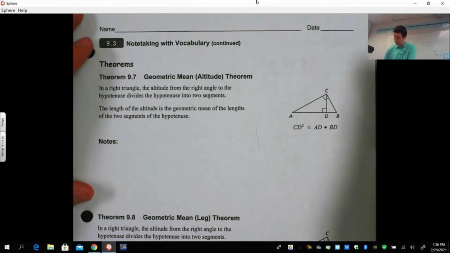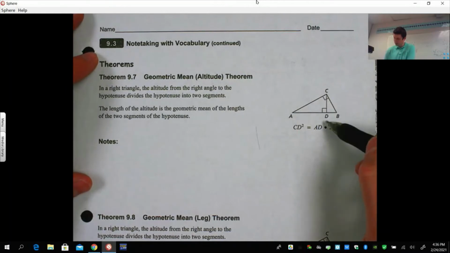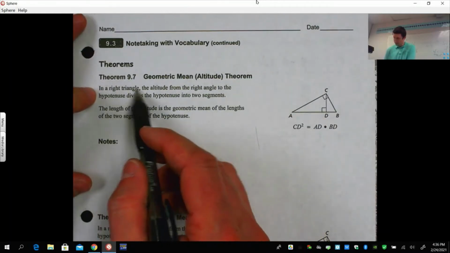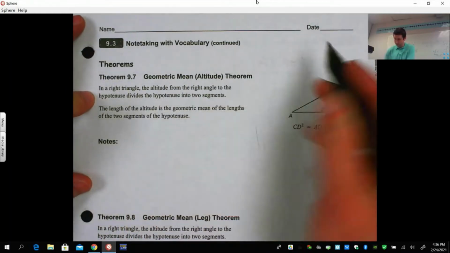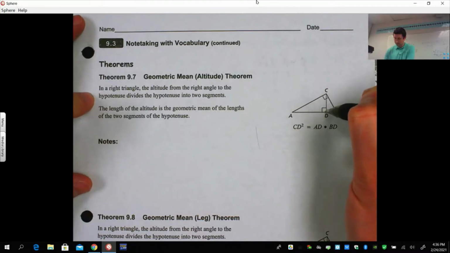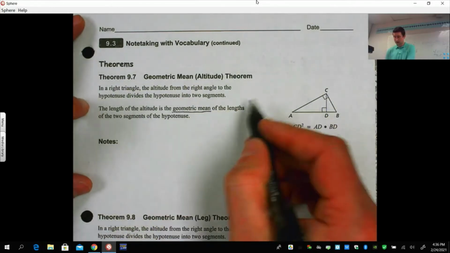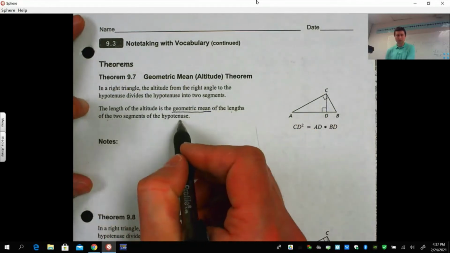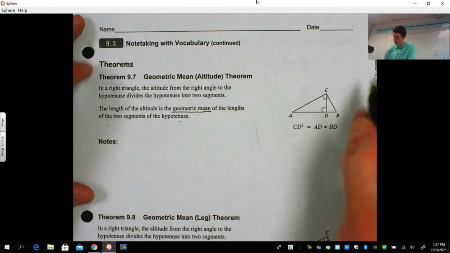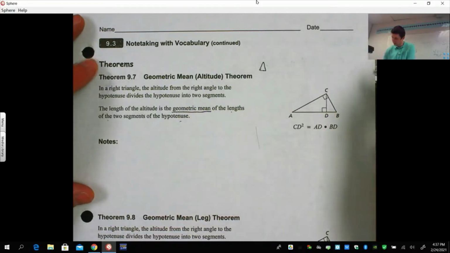Geometric mean, the altitude theorem. So notice here, in a right triangle, the altitude from the right angle divides the hypotenuse into two segments. The length of the altitude is the geometric mean of the lengths of the two segments of the hypotenuse. Okay, so let's start again with our triangle similarity.